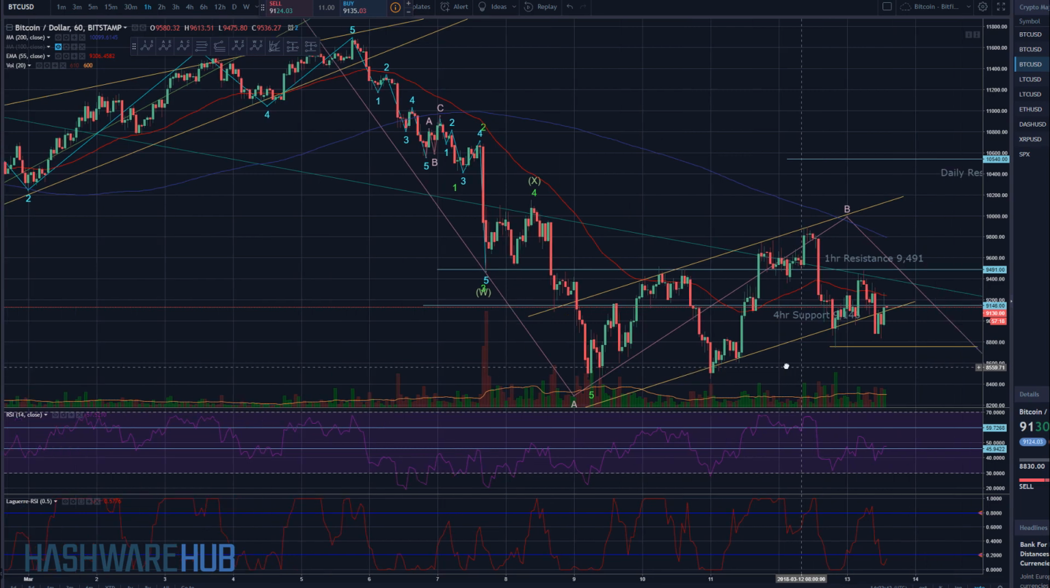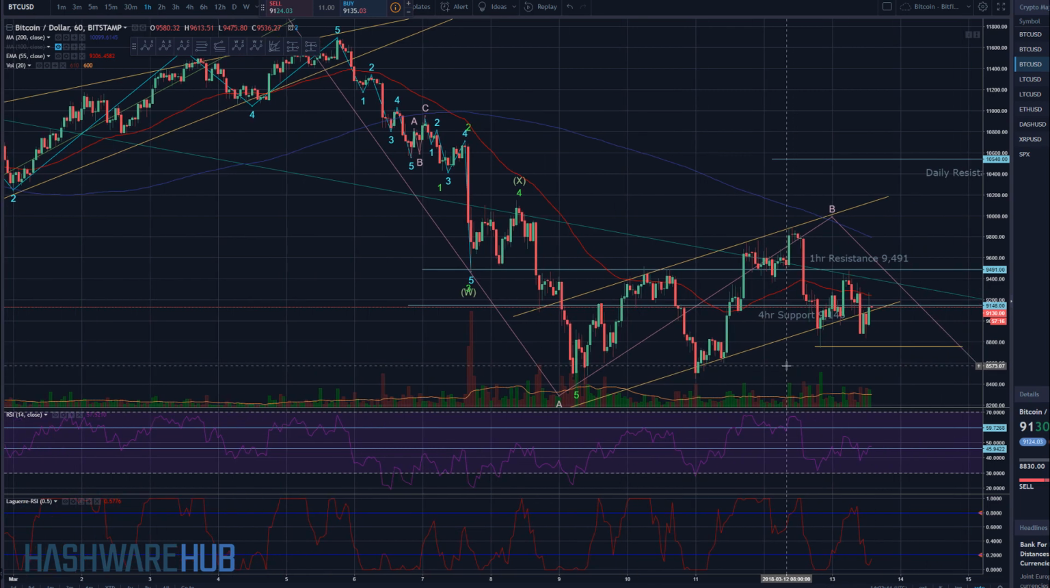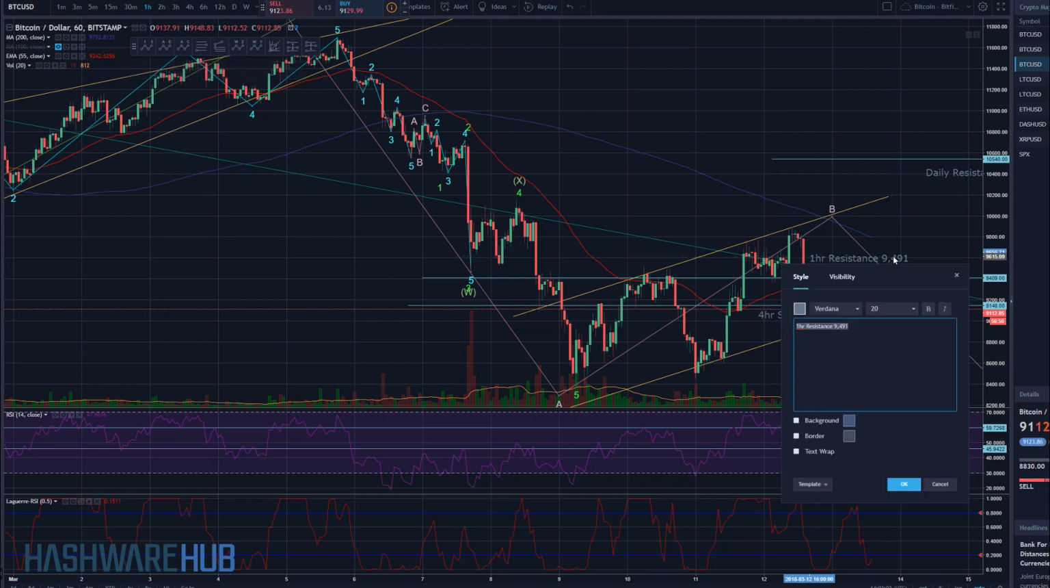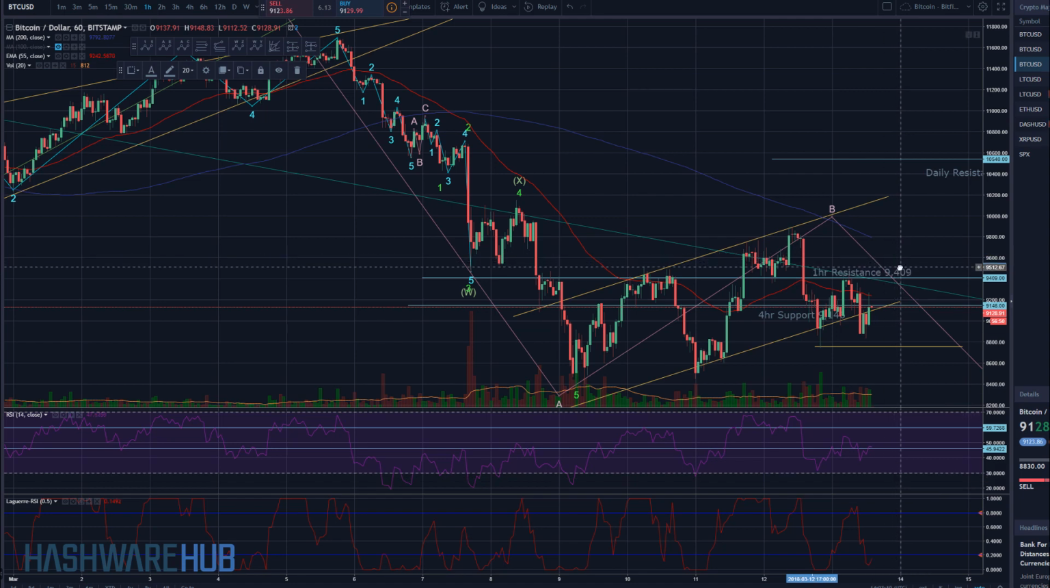I forgot to update something. As far as all resistance and support lines, we're keeping them the same way except for the 1 hour basis. Now we're going to bring this down to 9,409. Okay, 9,409, and this just tends to tighten things up here a bit.